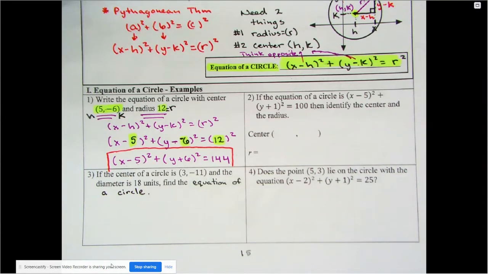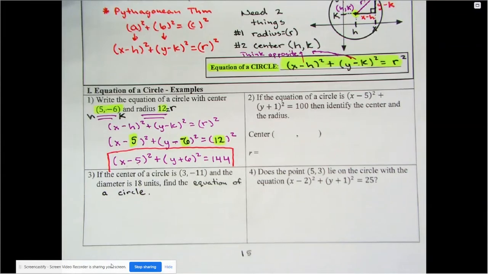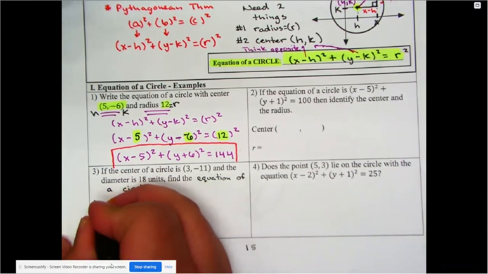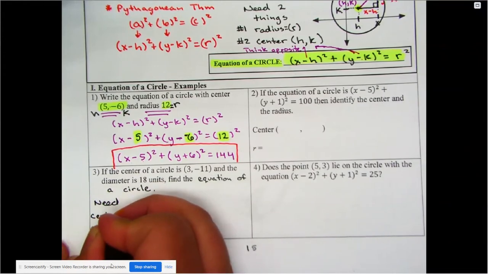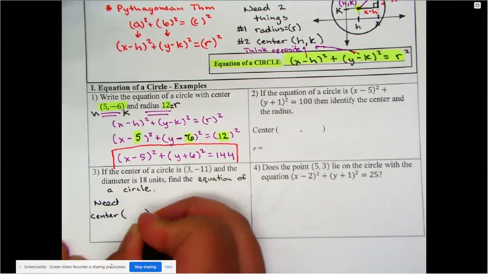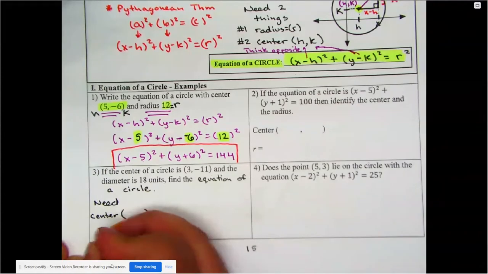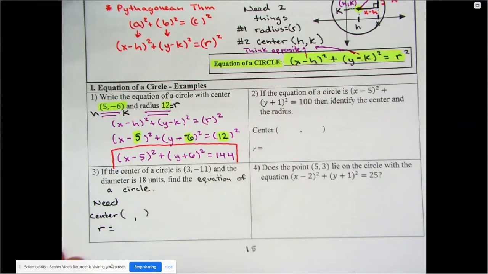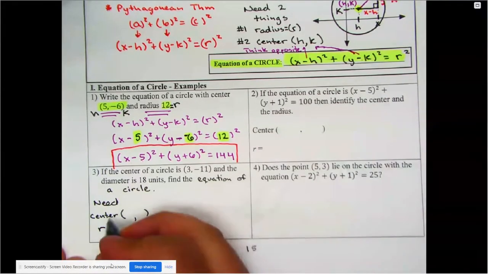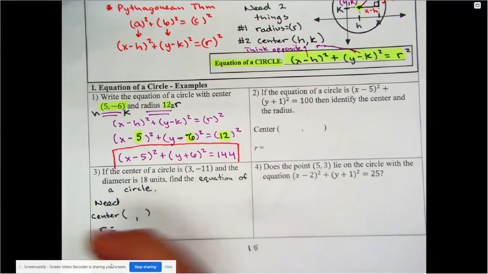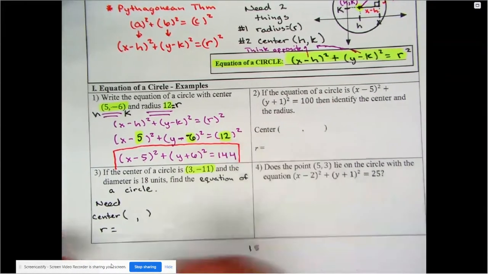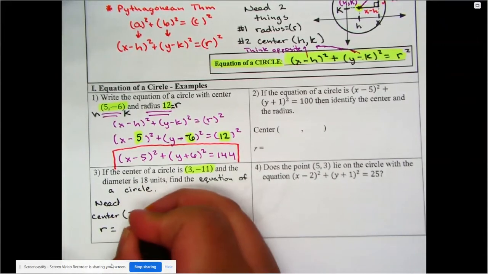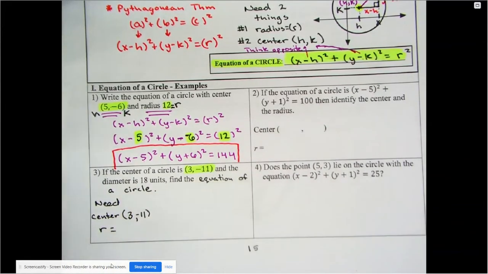So I'm actually going to do number 3 with you here because it's very similar to what we did. Now remember, here's what we need, right? We need a center and I need a radius. Keep that in mind. It always has to be radius. And so when I read this, it says, if the center is 3, -11. All right, so there's my center. 3, -11. All right, I got half of what I need.